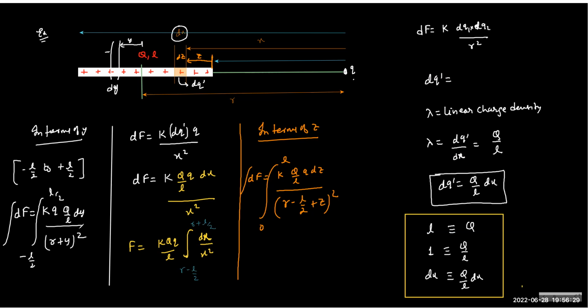Ah, now I'm getting it positive. Yes. Okay, so what is the answer? KQQ by L. No, L will get cancelled. KQQ. That's right. So the final answer is 4KQQ.